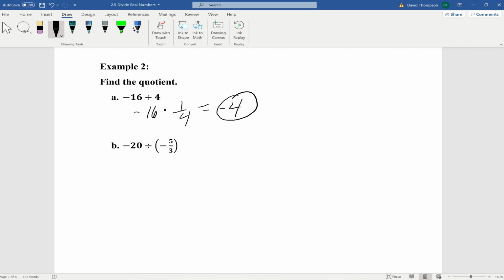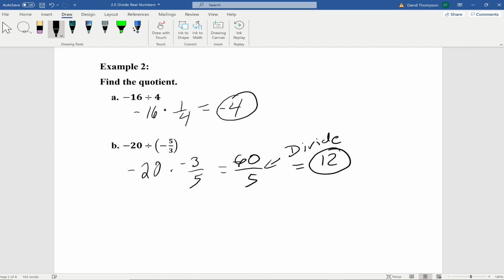Next one. We're being asked to divide negative 20 by negative 5/3. That's not as nice as the last one. So we'll just rewrite it as negative 20 times negative 3 over 5. So first multiply negative 20 times negative 3, which is going to be positive 60, all over 5. And 60 divided by 5, because remember this fraction bar means divide, will give me positive 12, and that's my final answer.